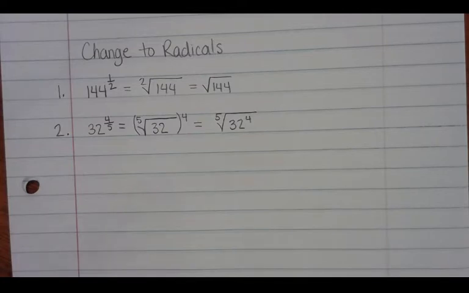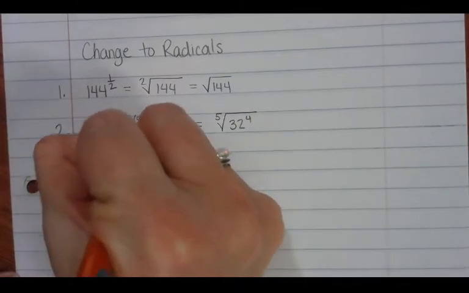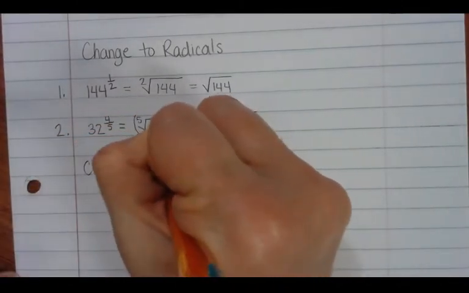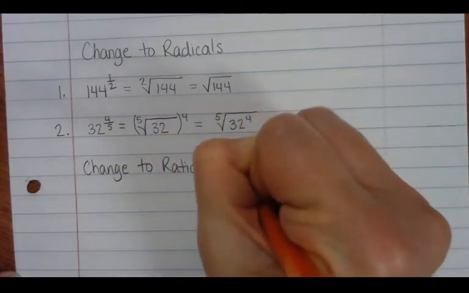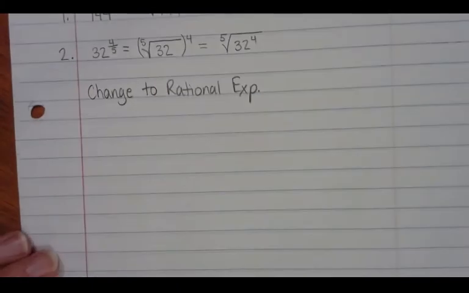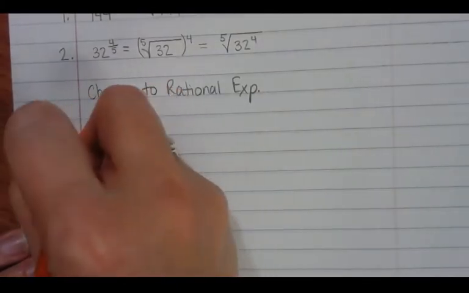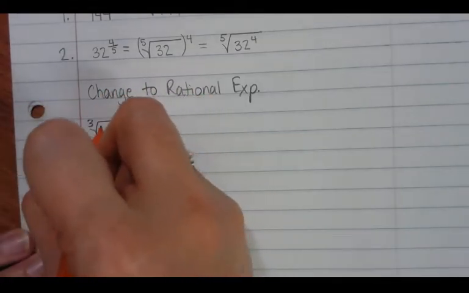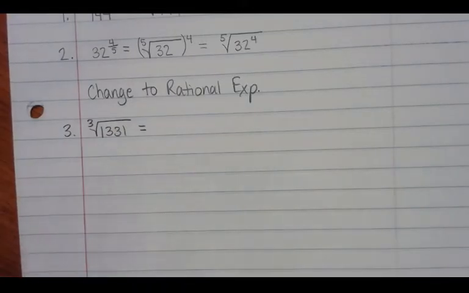Let's look at changing to the rational exponent form or fractional exponent form. So change to rational exponent. So let's look at example number 3. This time we have the cube root of 1,331. So let's change this from a radical to the fractional exponent.